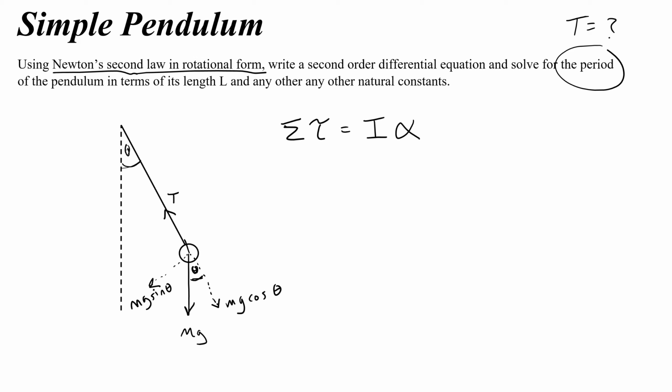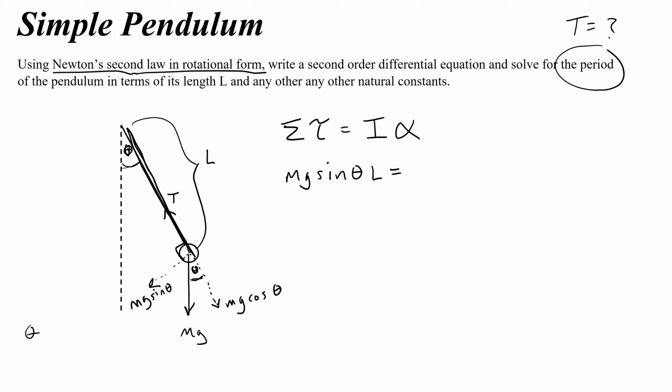Now, if I look at these forces, T and mg cosine theta, those two forces are going to create centripetal forces that change the direction of the pendulum. But mg sine theta is perpendicular to the length of the string. And so there will be a torque produced by it. Now that torque will depend on mg sine theta and the radius. So that radius is L. And we can say that the net torque is mg sine theta times L.